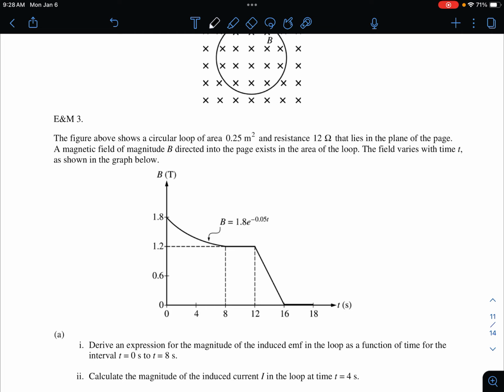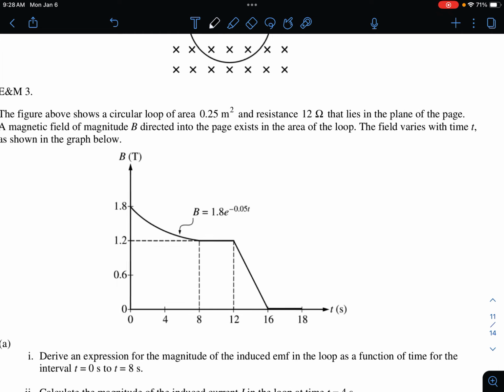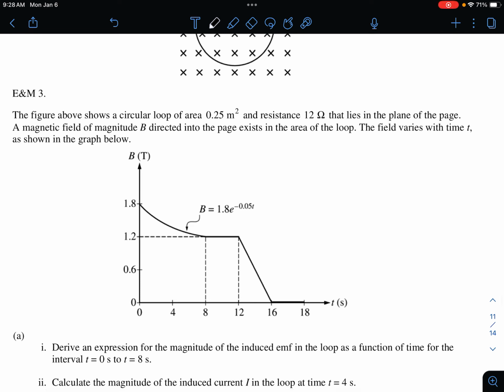So for this graph, first of all, you should write Faraday's law, because remember, a change in magnetic flux creates an induced EMF. So the induced EMF, if I'm looking at magnitude, just equals the derivative of flux with respect to time.